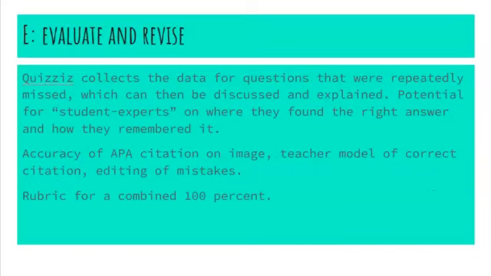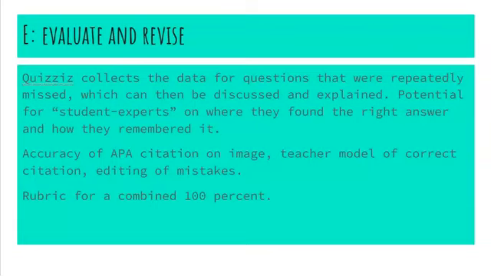The E is Evaluate and Revise. The quizzes, like I said, collect the data and you can see which questions they got wrong and which questions they got right. And the rubric on the following slide allows for the overall grade to be seen, and which questions they got right and which ones they got wrong, so which ones would later need to be retaught. This also gives the potential for student experts, where those students that got it right the first time, where they found the right answer, if they had something that they remembered it with, they can share that.